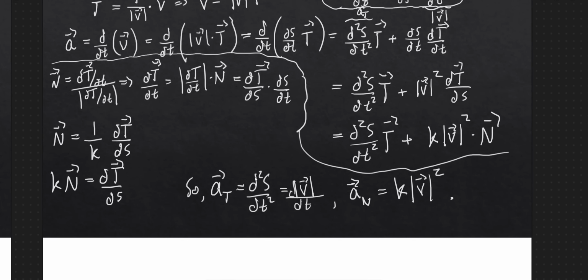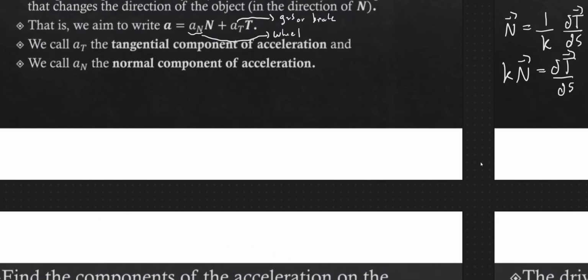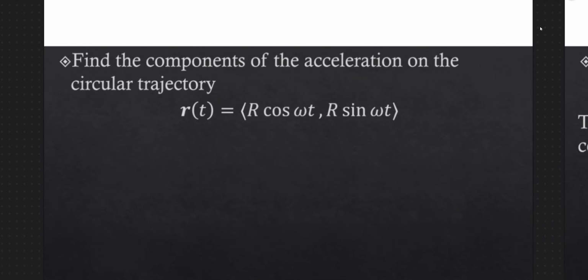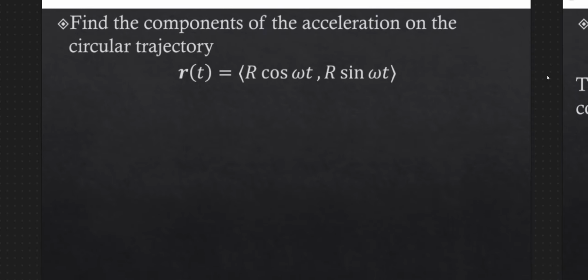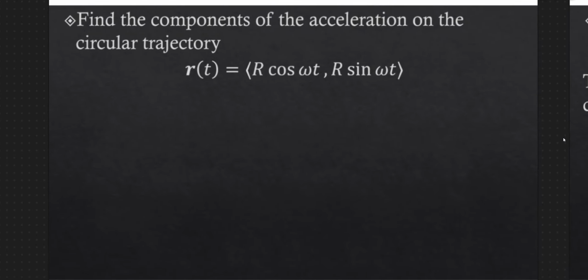We found that the tangential acceleration is given by the second derivative of the arc length function with respect to t. Remember, this is the same as the derivative of the speed function with respect to t, because ds/dt, the first derivative of the arc length, is speed. And the normal acceleration is given by curvature multiplied by speed squared. So let's see what these components are for a circular trajectory.